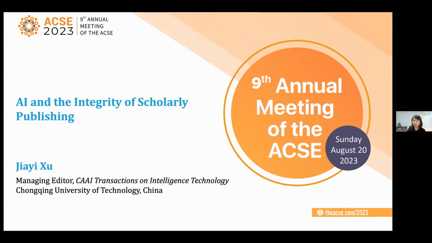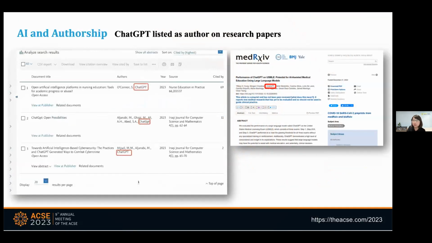In recent years, with the rapid development of the industry, AI has been influencing it quickly. Everybody knows so many AI tools that can help write articles and check grammar, like ChatGPT, Qbot. Today, I'm going to talk about AI and the integrity of scholarly publishing. The first topic I want to address is AI and authorship.